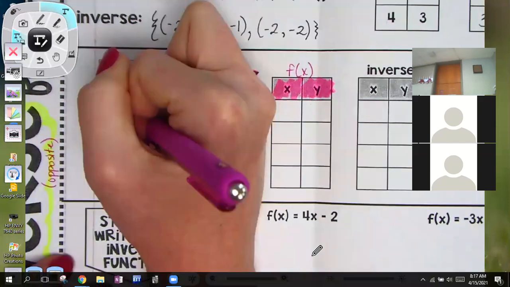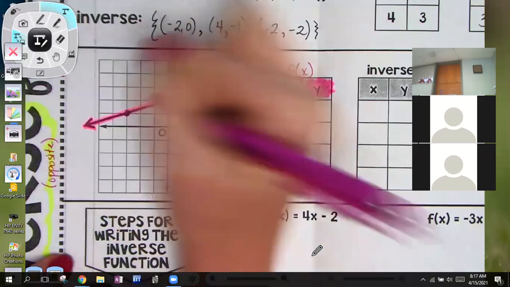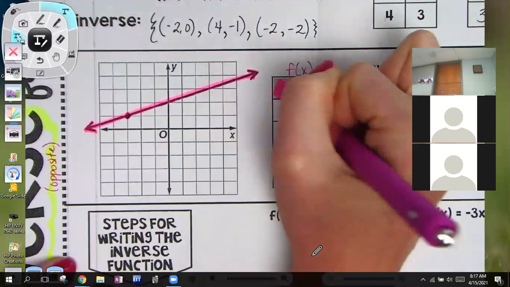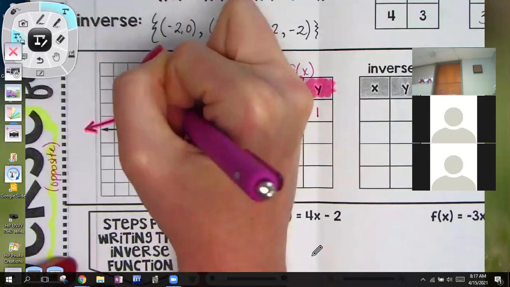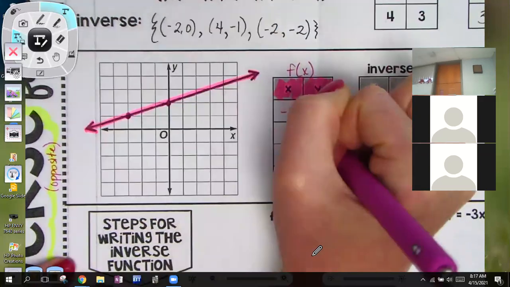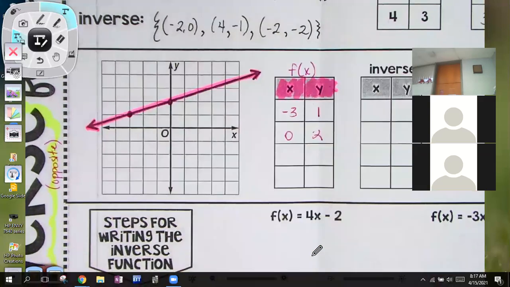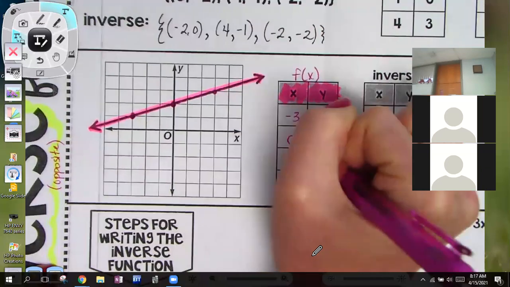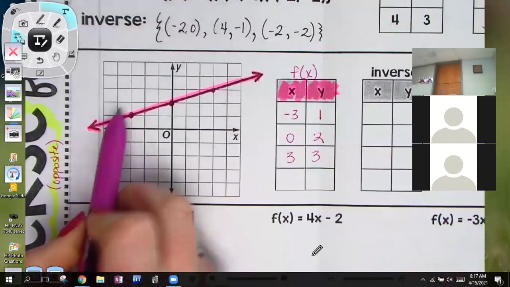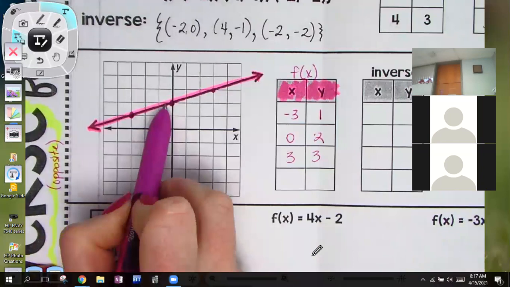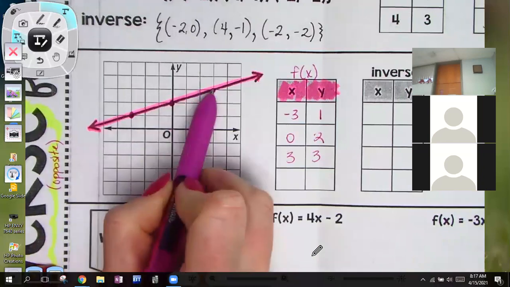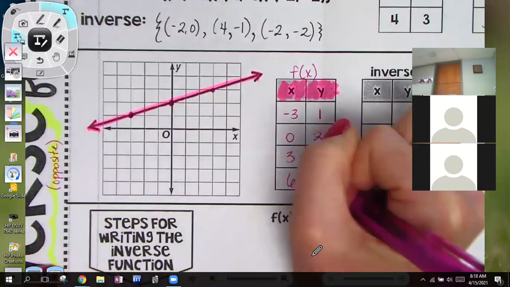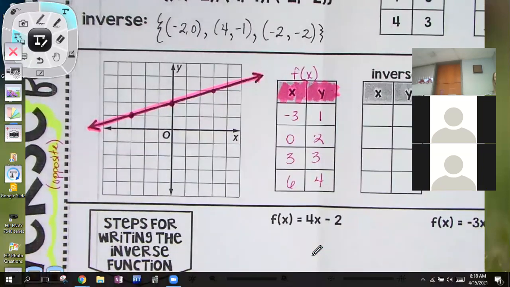-3, 1. At 0, 2. 3, 3, perfect. And what I'm noticing is it has a slope of 1/3, okay? So if I continued it one more time, because I don't see any more points on here, it would be 6, 4, just so we can fill up our table.